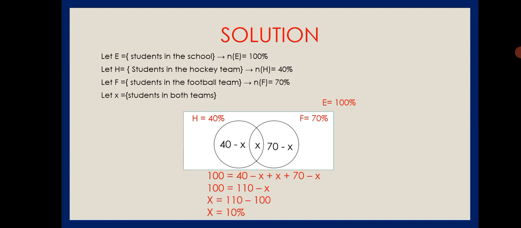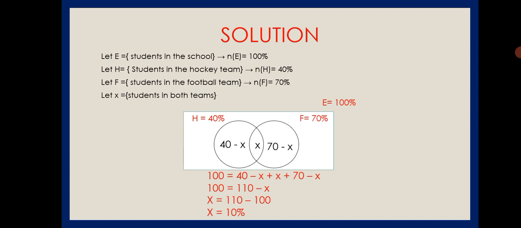Now, we said let E, that's the universal set, in brackets, students in the school, and n(E), meaning the number of students in the school, is equal to 100%. Remember, in our question, we were not given the total number of students in the school. But since the number of students in the hockey team and the football team was given in percentage, which means out of 100, the total number of students in the school will be equal to 100%. That's why we have n(E) equal to 100%.